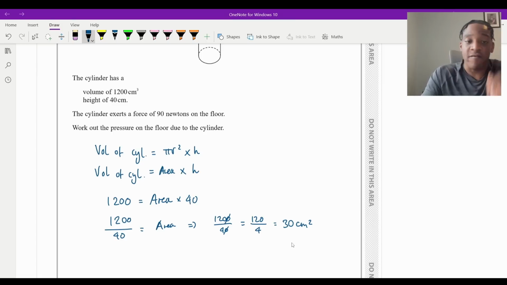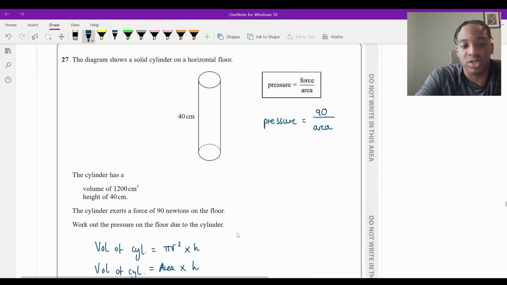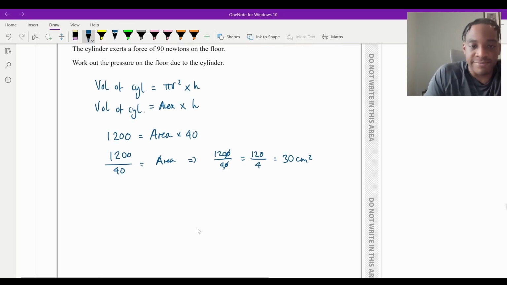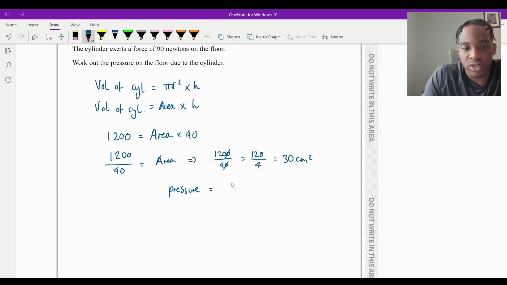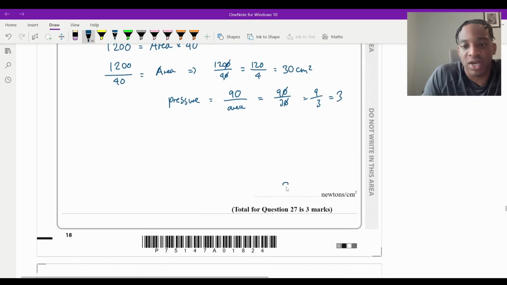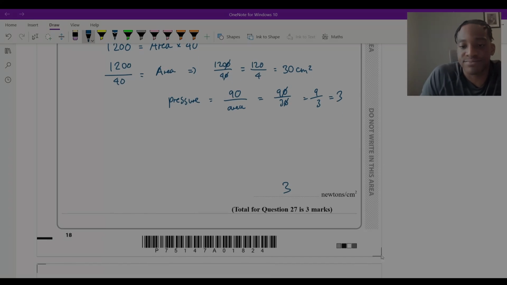So now that we've got the area, we are able to work out the pressure because the pressure is force divided by the area. So I'll just do it here. We know that pressure was equal to the force, which was 90, divided by the area. But we now know the area is 30, so it's going to be 90 over 30. I can cancel this 0, cancel that 0. 9 divided by 3 is just equal to 3. So the answer is going to be 3 newtons per centimeter squared. And that will give you the 3 marks for question 27.